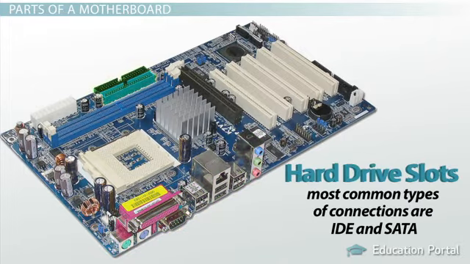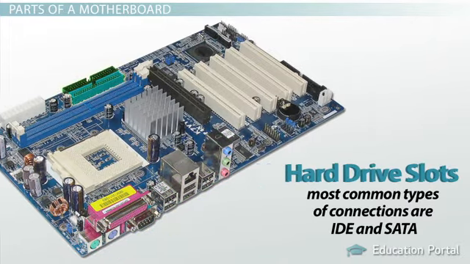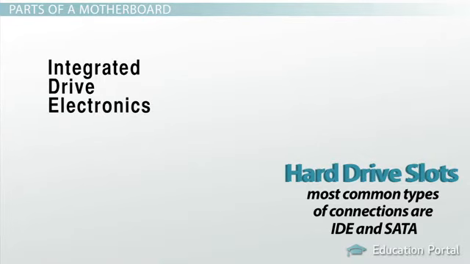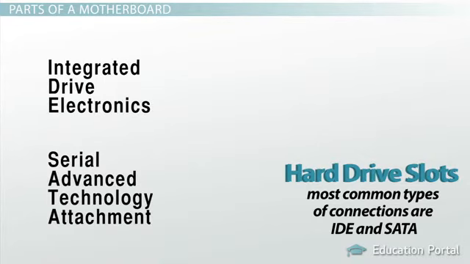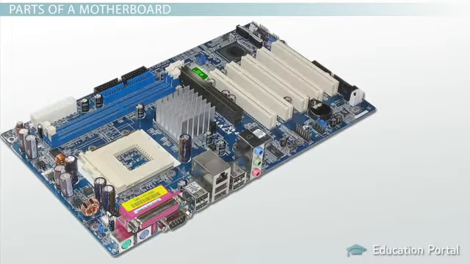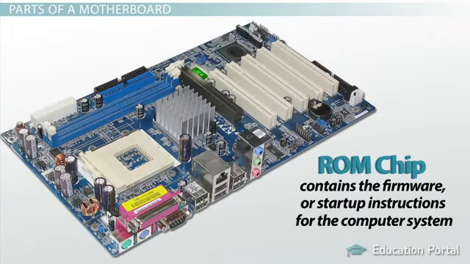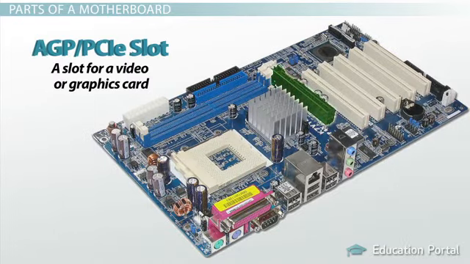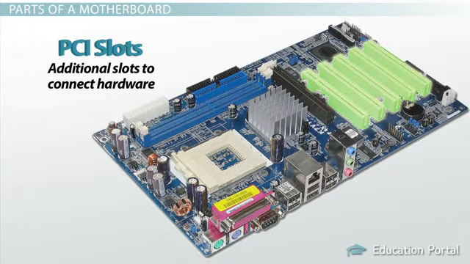Slots for one or more hard drives to store files. The most common types of connections are Integrated Drive Electronics, IDE, and Serial Advanced Technology Attachment, SATA. A read-only memory, or ROM, chip, which contains the firmware or startup instructions for the computer system. This is also called the BIOS. A slot for a video or graphics card. There are a number of different types of slots, including the Accelerated Graphics Port, AGP, and Peripheral Component Interconnect Express, or PCI Express. Additional slots to connect hardware in the form of Peripheral Component Interconnect slots, or PCI slots.